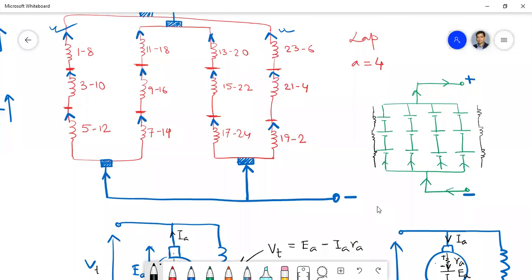Under which pole face does this parallel path exist? Can you tell me? Under which pole face is it? Is it north or south? You just check it.